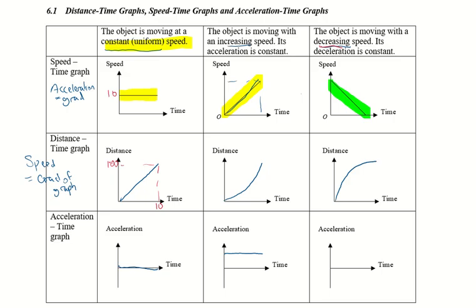Finally, if I want to know the acceleration time graph, I notice that the gradient here is negative. Just now it was positive. If I calculate the gradient, I'll know my acceleration time graph is below the horizontal axis. So that's how we do the speed time graph, distance time graph, and acceleration time graph for these three different contexts.